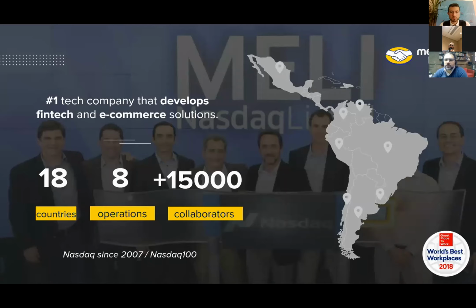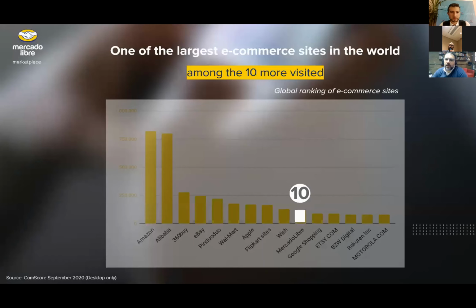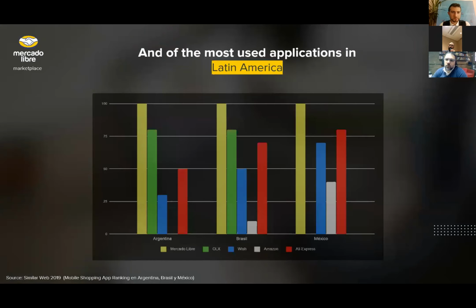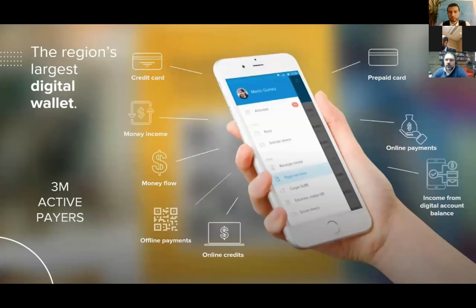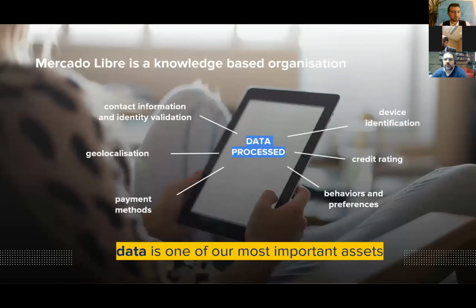We provide services to 18 countries in Latin America, have operations in 8, and have more than 15,000 employees. We have one of the largest e-commerce sites in the world and one of the most used applications in Latin America. We have an active base of 38 million buyers and 11 million sellers, and more than 1 million items sold every day. And we operate the largest digital wallet in the region with more than 3 million active payers. So, as you can imagine, data is one of our most important assets.